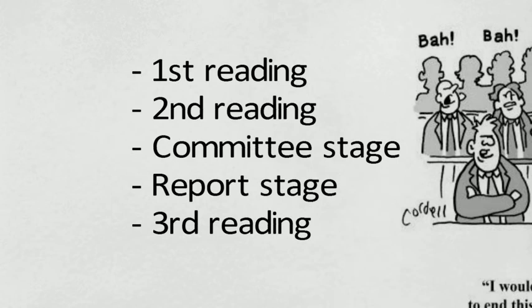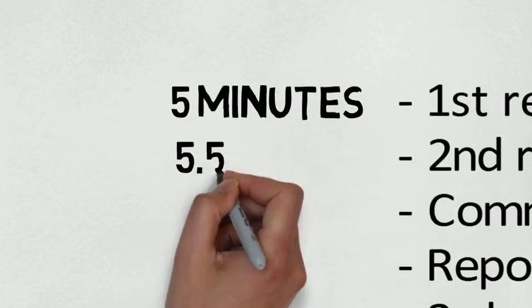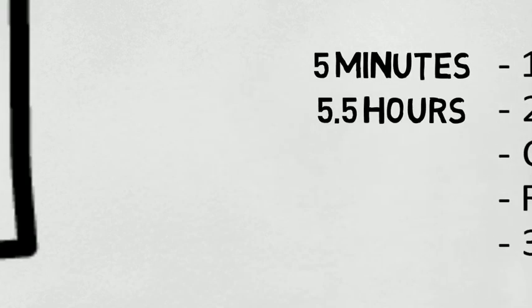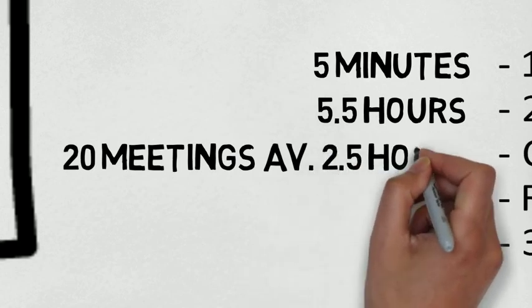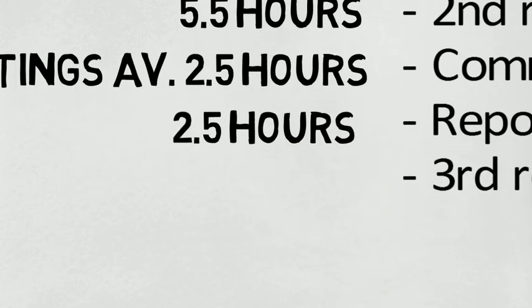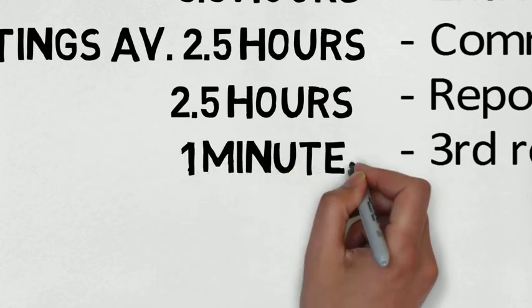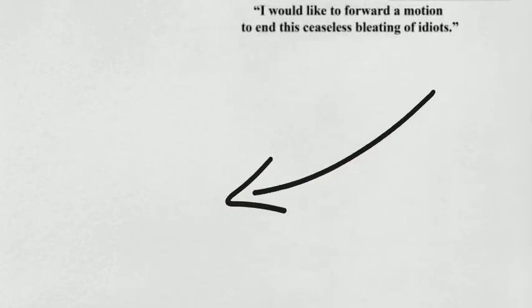Now, the passage of a bill through any stage can take a considerable amount of time, or it can be quite rapid. For example, take the Medicines Bill, which is now known as the Medicines Act 1968. The first reading, introducing it, took 5 minutes. The second reading took 5.5 hours. The committee stage, the most crucial stage, had to take place over 20 meetings on an average of 2.5 hours per meeting. So that was a considerably lengthy process. The report stage took about 2.5 hours, and the third reading took 1 minute. So it's very variable how quick the process is.